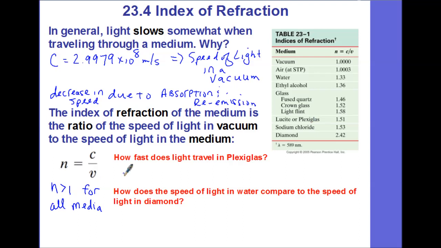I want to find the velocity of light through plexiglass. So let's go ahead and write that as Vp. That would be equal to c over n for plexiglass. So be careful there, with V being in the denominator. Got to bring that over here.